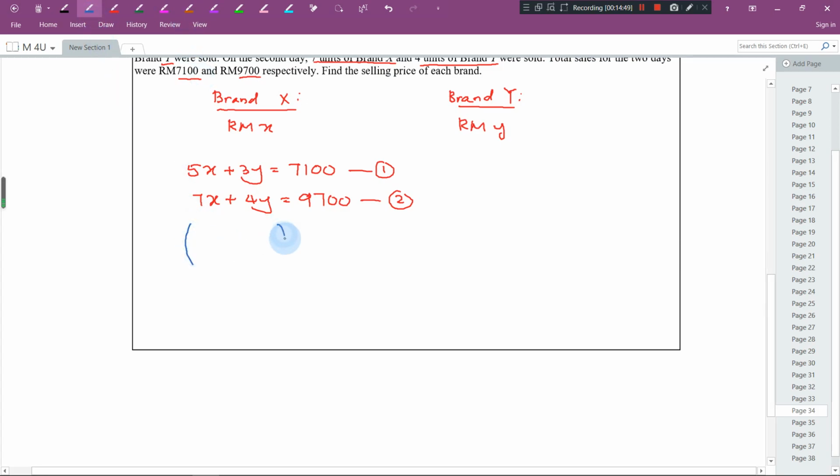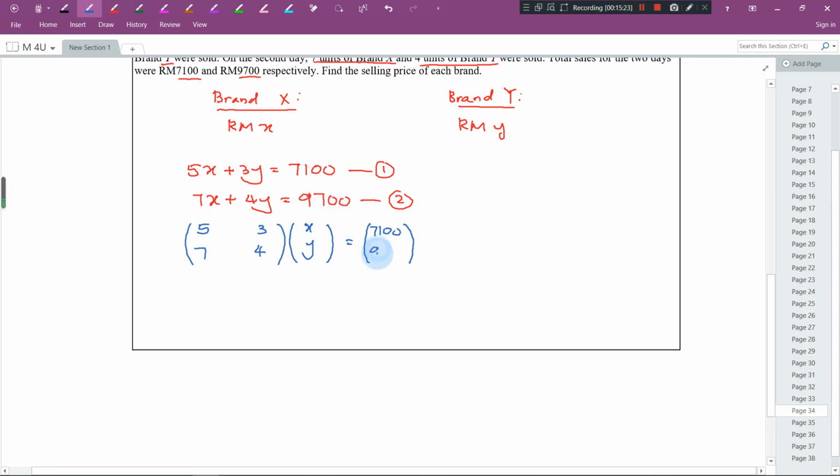A big parenthesis, two smaller ones. So before you write them into this form, make sure you arrange all the terms nicely: X, Y, and the constant on the right hand side. 5, 3, 7, 4. And this is X, Y.